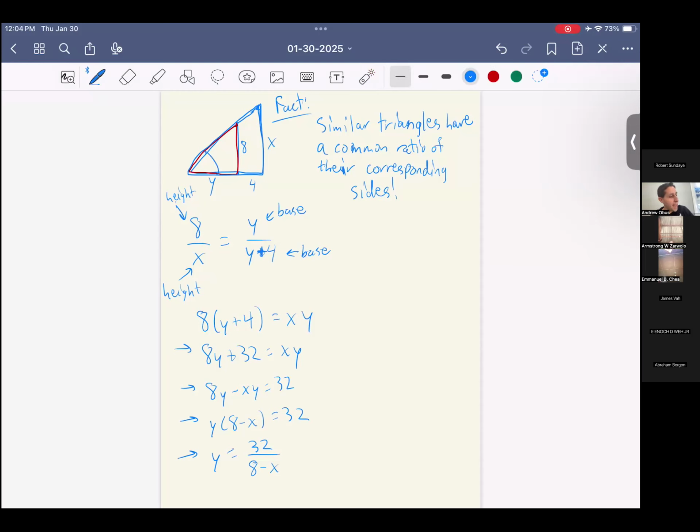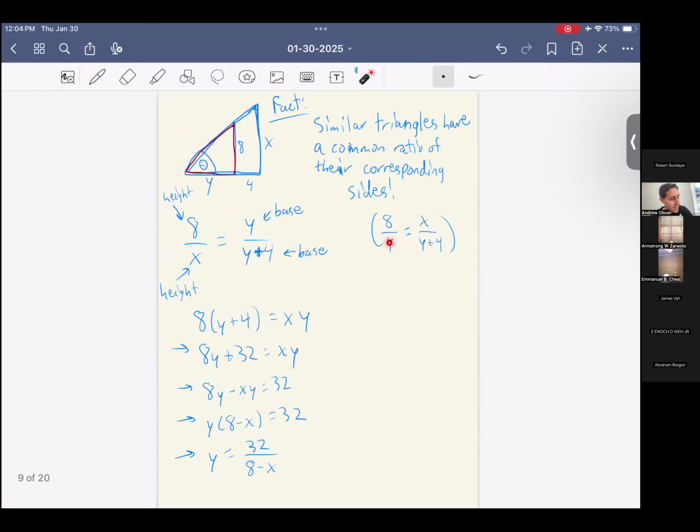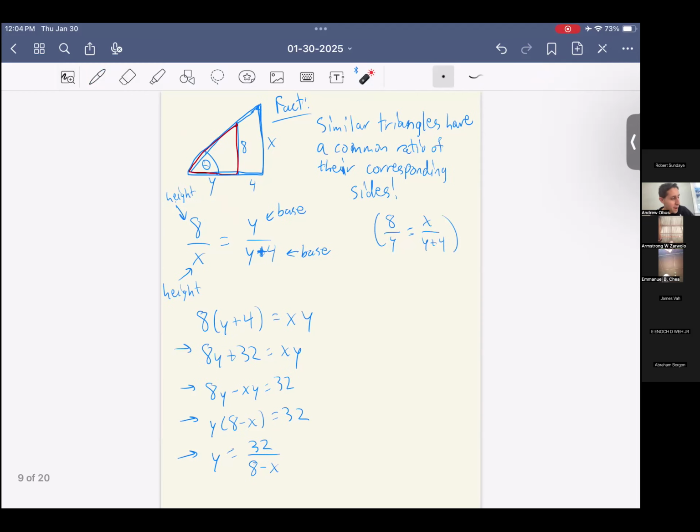So if we took this angle as theta, then applying it to the red triangle, the tangent of theta would be 8 over y. And the tangent of theta in the big triangle would be x over y plus 4. So in that case, you could also get 8 over y equals x over y plus 4, which is the same equation. I mean, this equation is the same as this equation, right? You just switch the y and the x's. It's the same on the cross multiply, right?